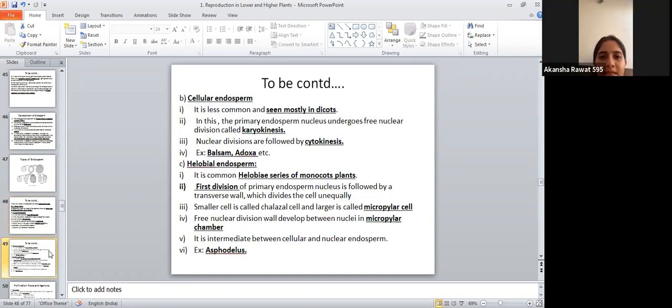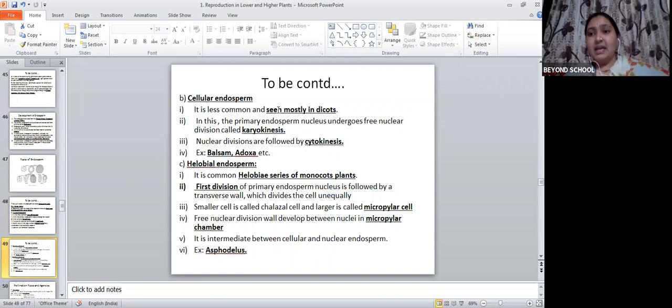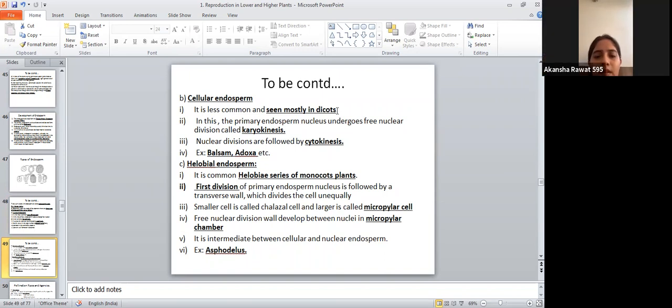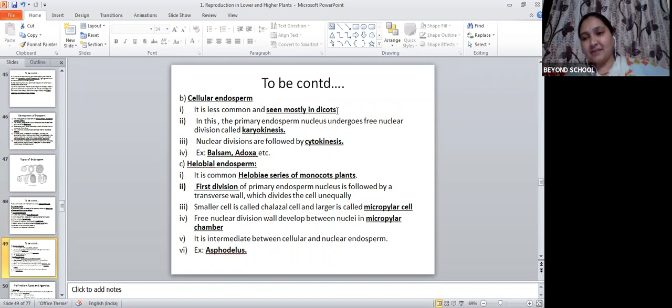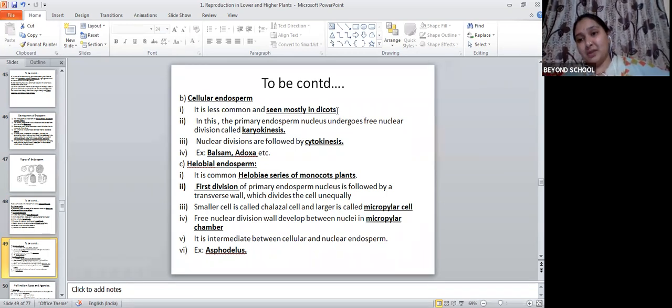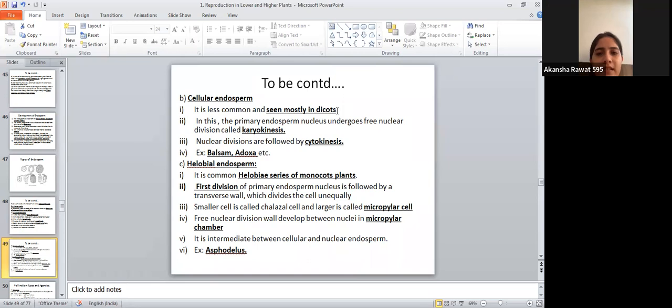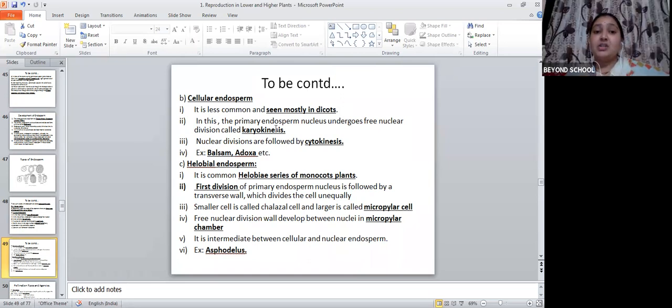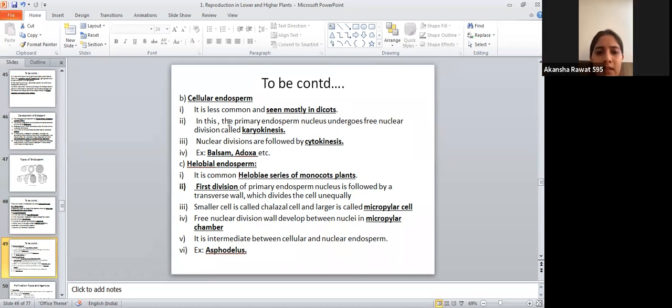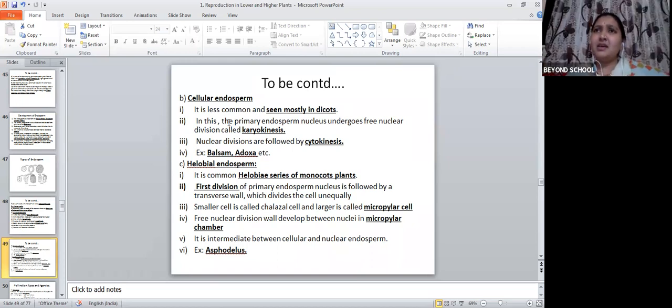Yes. Now let us move towards the second. Second is cellular endosperm. It is seen less often and mostly in dicot family plants. What is a dicot? Plants which have two cotyledons, means two-seeded plants, right? In other plants it is seen very rarely, or let me say a little bit, but mostly this cellular endosperm you will see in dicot family.